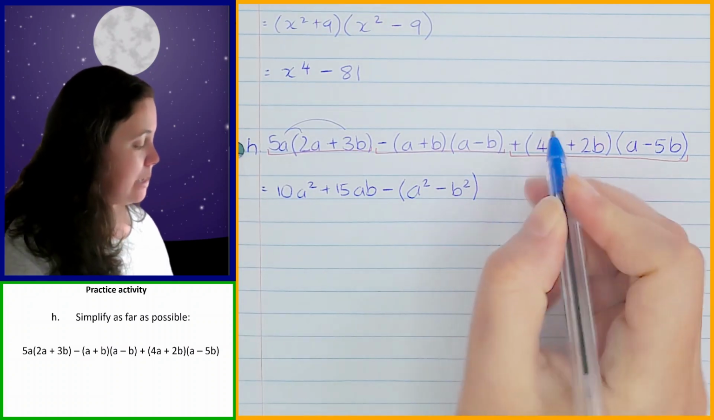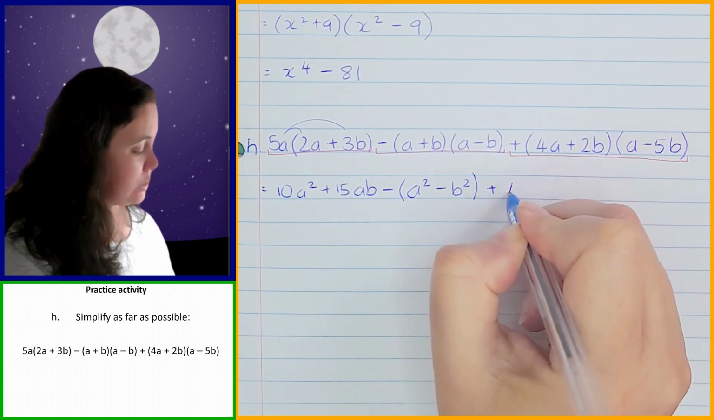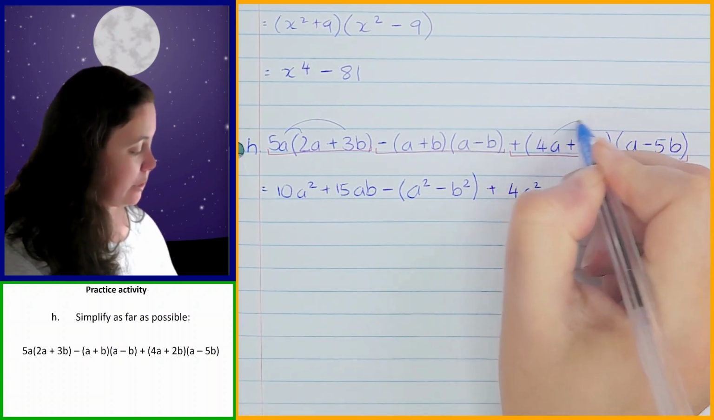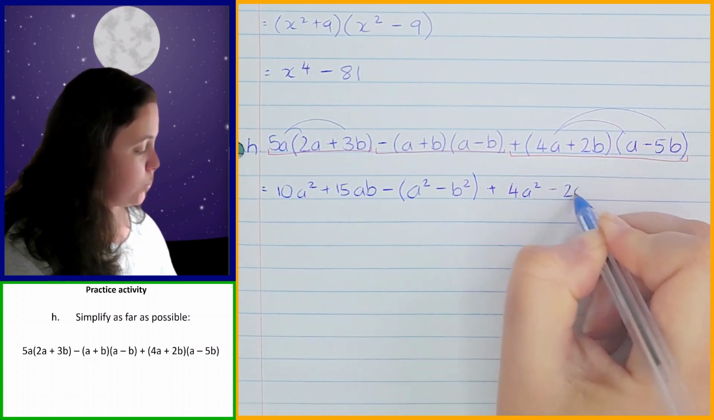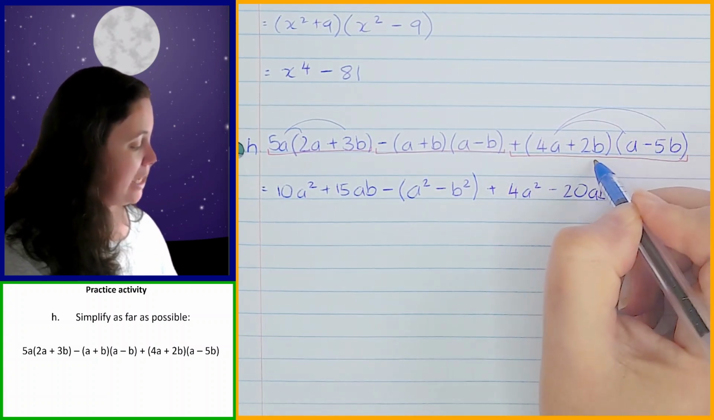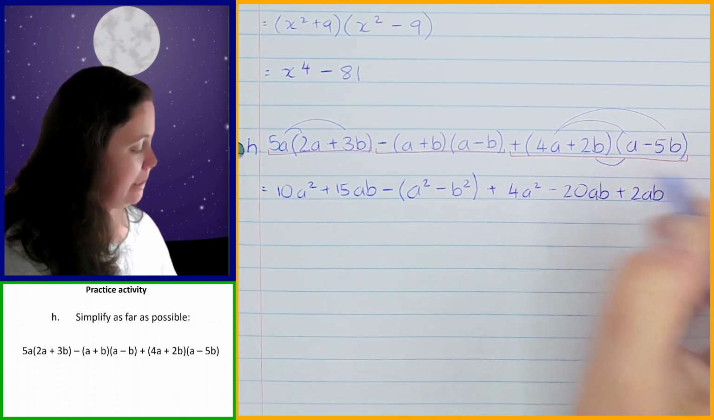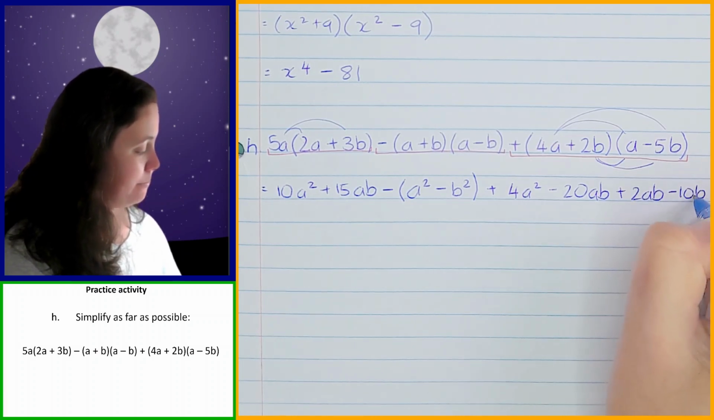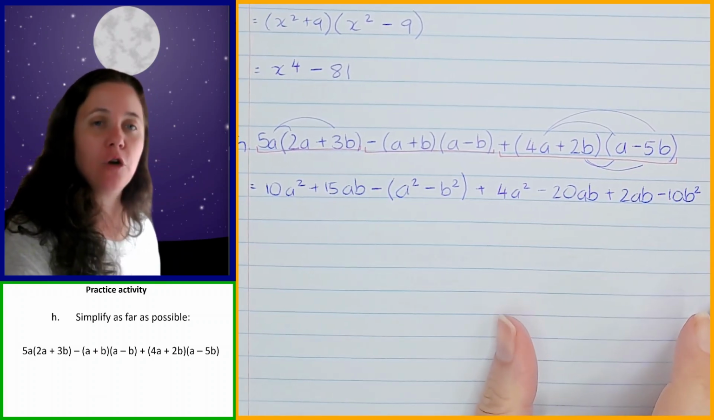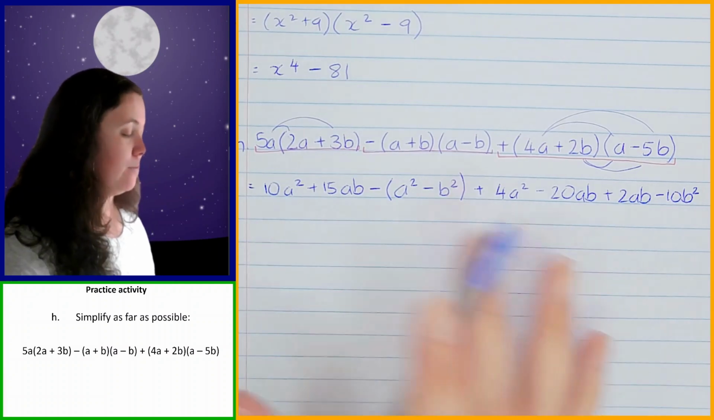Okay, so I've got plus, and then 4a times a is 4a squared. So I'm multiplying those together. Then 4a times negative 5b is minus 20ab. Then 2b times a is plus 2ab. And then 2b times negative 5b is minus 10b squared. Okay, so that's what we should have got for the multiplication part of the simplification.